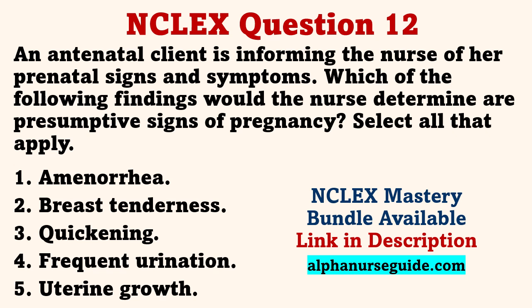The correct answers are 1. Amenorrhea. 2. Breast tenderness. 3. Quickening. And 4. Frequent urination. There are 3 classifications of signs of pregnancy: presumptive, probable, and positive. Signs that are totally subjective or presumptive include amenorrhea, breast tenderness, quickening, and frequent urination. Signs that are objective but not totally absolute are termed probable and include alterations in uterine shape and size and softening of the cervix. Signs that are absolute or positive include hearing the fetal heartbeat, detecting fetal movement by a healthcare provider, and seeing ultrasound images of the fetal outline.